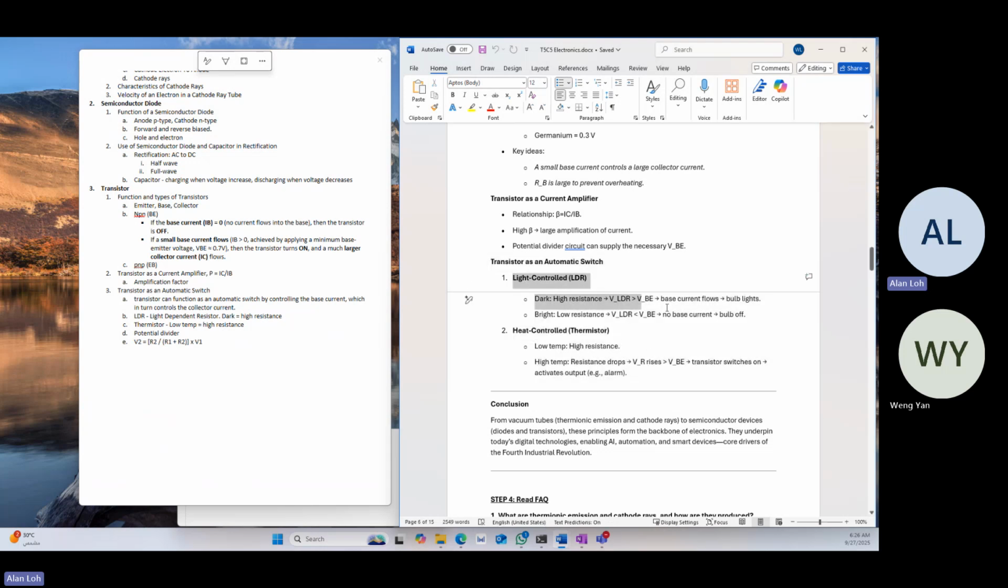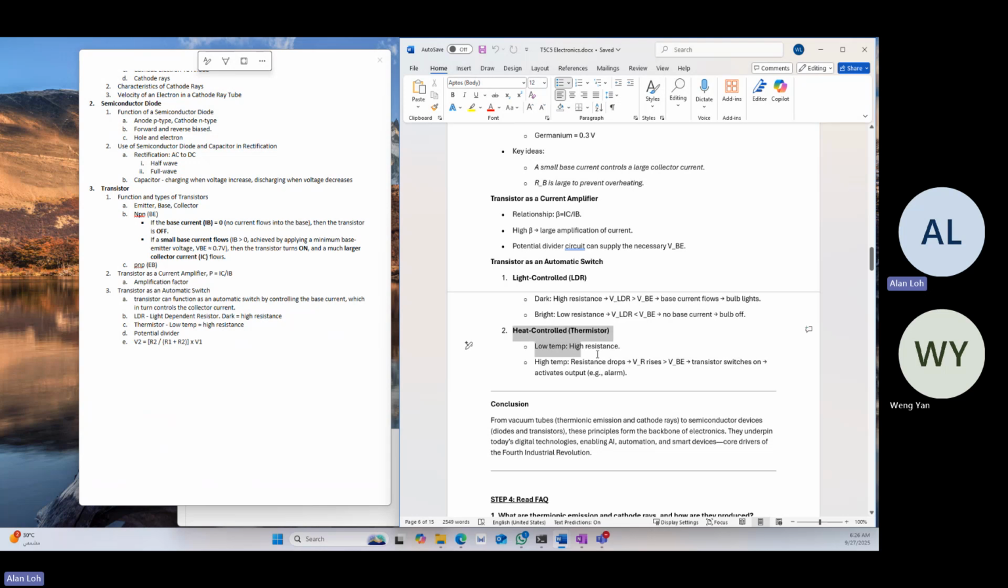For the LDR, when the sunlight or the light is dark, then it will automatically turn on the light. So you don't need to have somebody go there and turn on the switch. It's automatic, based on the intensity of the light in that room.